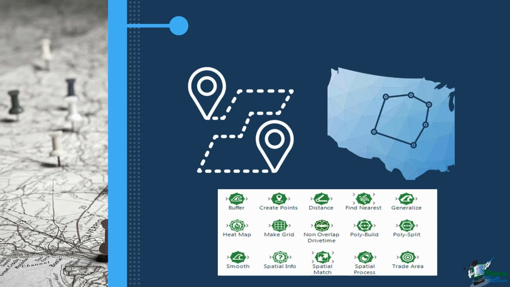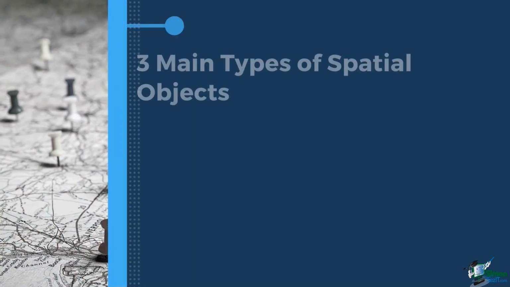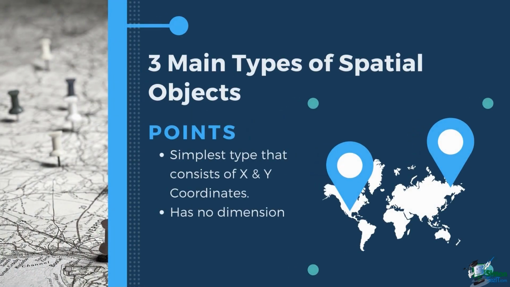types of spatial objects: points, lines, and polygons. Points are the simplest type of spatial object. They consist of X and Y coordinates, or the longitude and latitude of a place. This can be in the form of the location of a company, a customer, or any points in a map. Since it has no geometrical characteristics, we can also say that a point has no dimension.